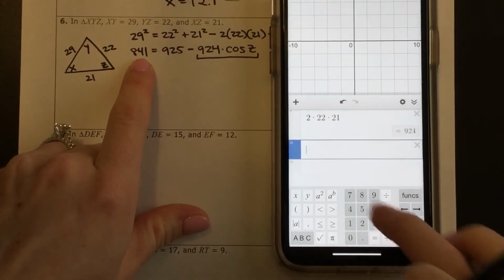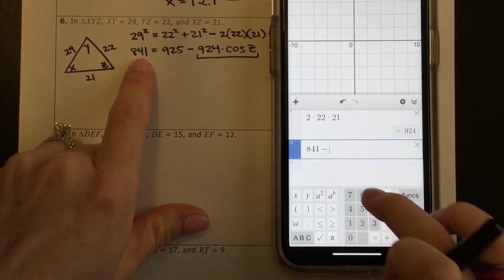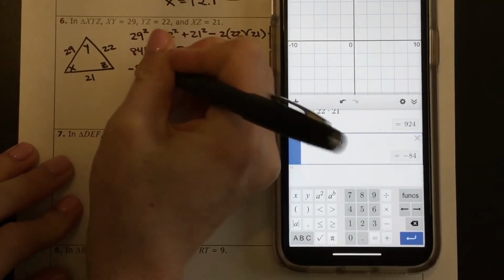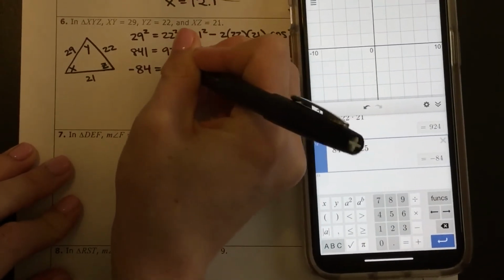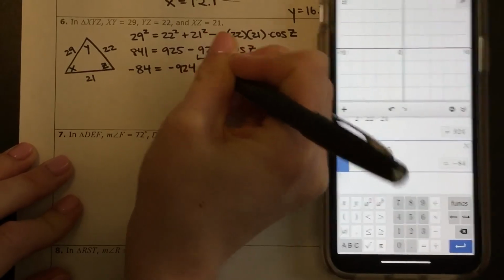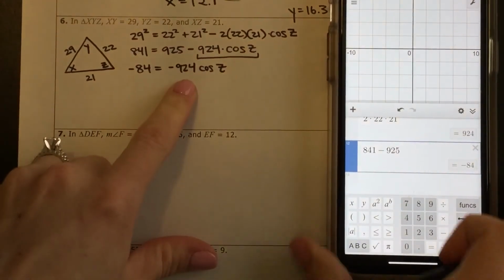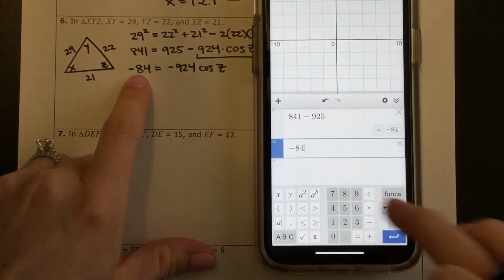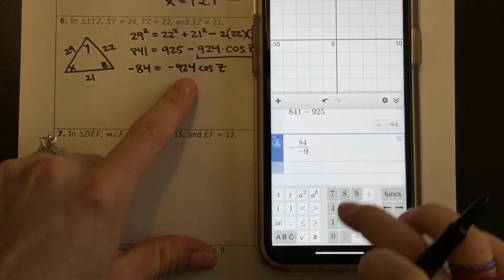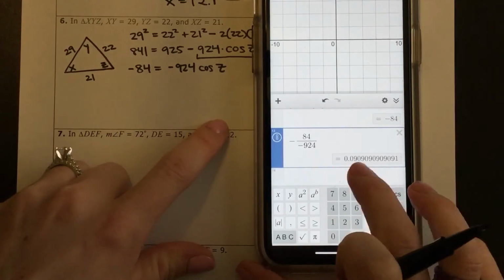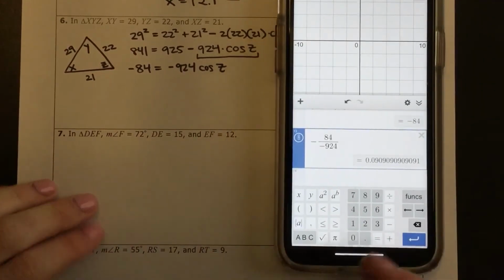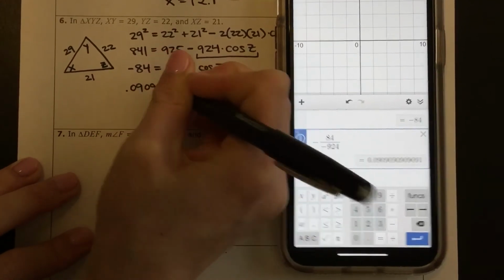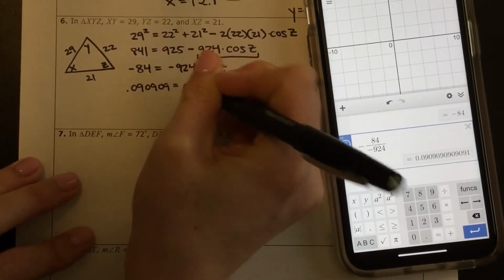So I have 841 minus 925, and that leaves me with a negative 84 on the left-hand side. I still have negative 924 times the cosine of z on the right. Divide both sides by 924, so negative 84 divided by negative 924. And that leaves me with this. Remember, keep a bunch of decimals. So 0.090909 is equal to the cosine of z.